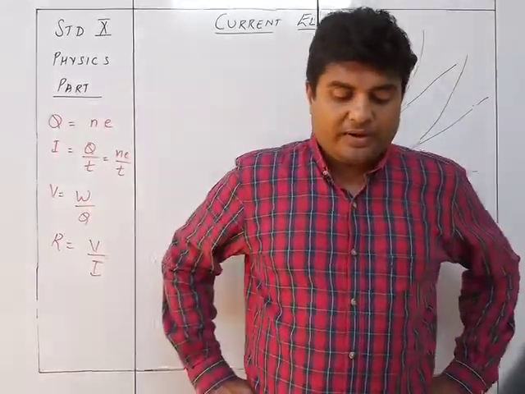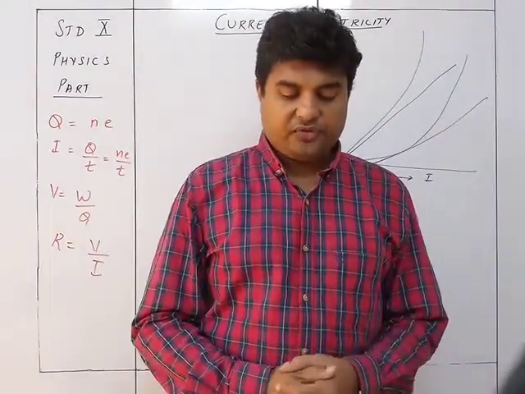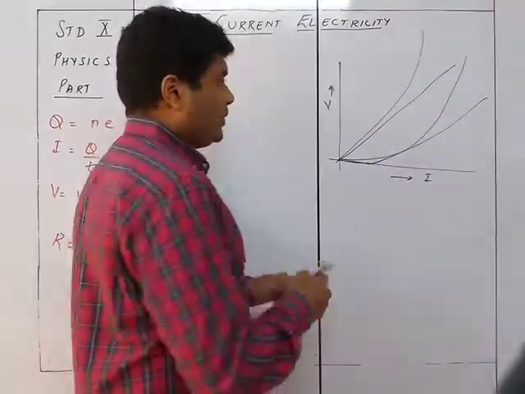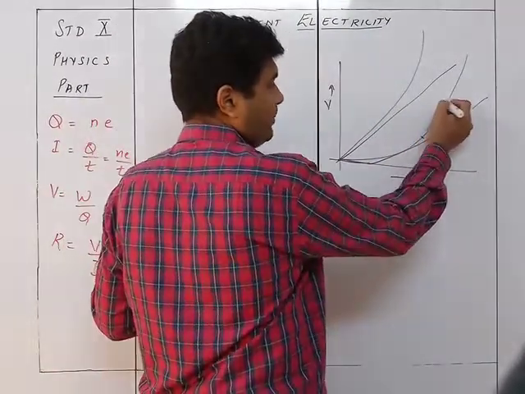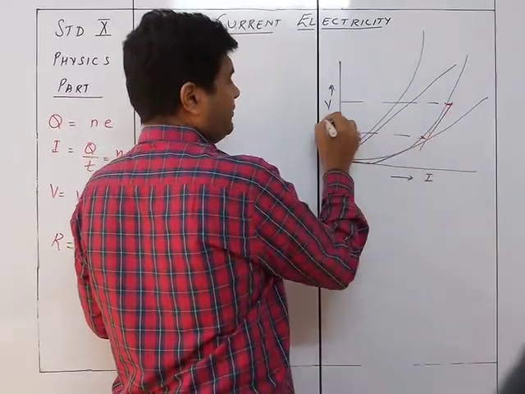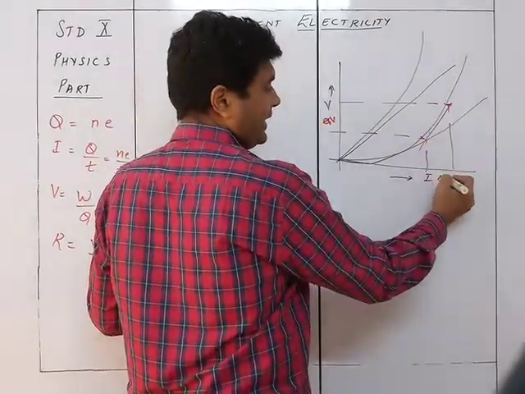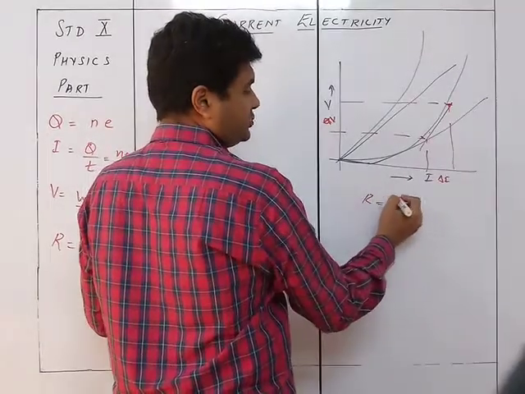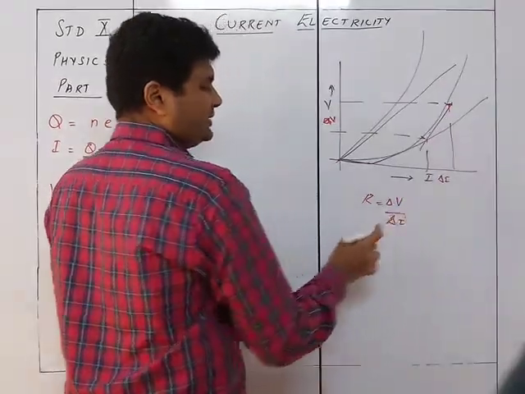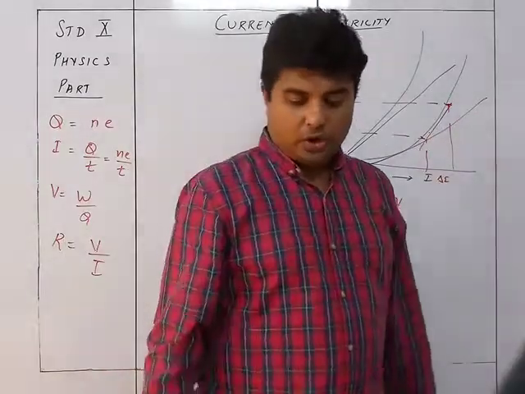So the value delta V upon delta I is called the dynamic resistance, and its value is different for different values of V and I. We are going to take some small point, for example this point and this point, and draw its tangent. From these points we find out delta V, and with these points we find out delta I. Then R equals delta V upon delta I. So this is the dynamic resistance for a particular position or location of that particular resistor.